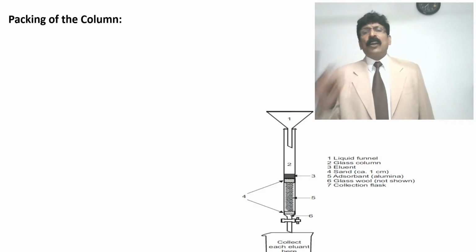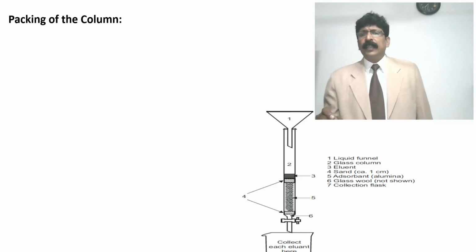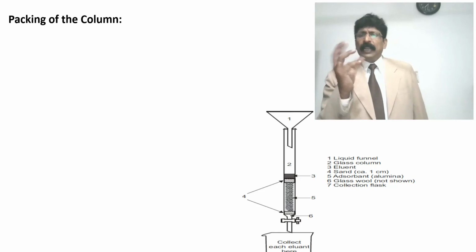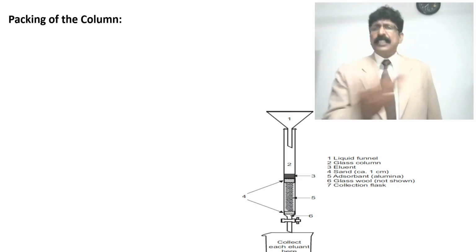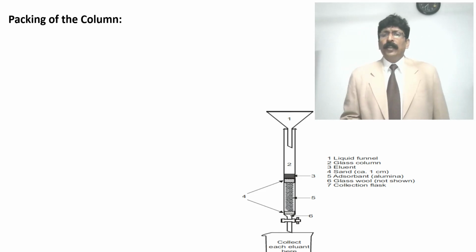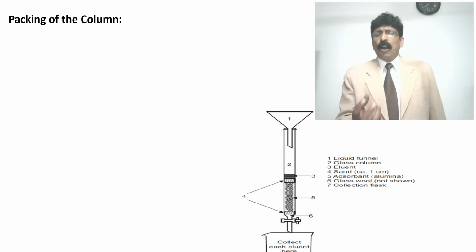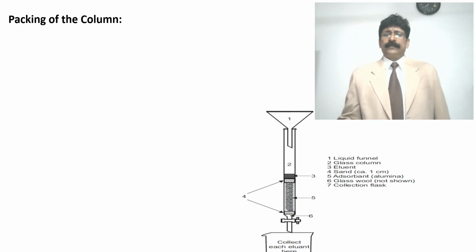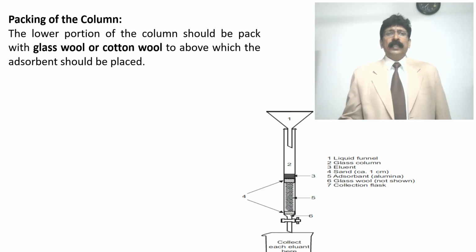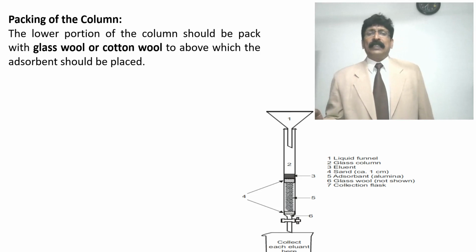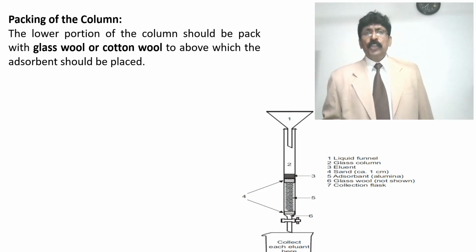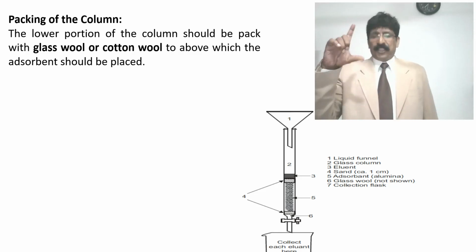So packing the column, you should know, is very simple. A funnel or a burette is a very small, slightly wider tube used for column chromatography, which is available in our lab also. You need a funnel, glass column, eluent as we showed, collecting sand, adsorbent, glass wool, and a collecting flask, which is marked. The lower portion of the column should be packed first with glass wool or cotton wool, above which the adsorbent should be placed.